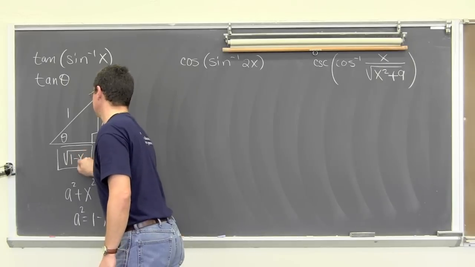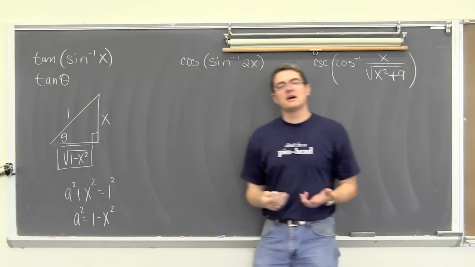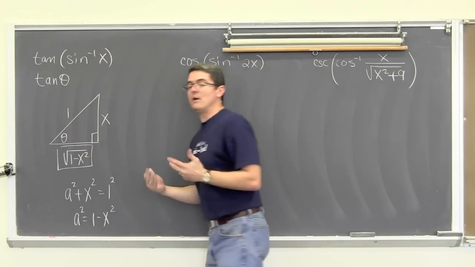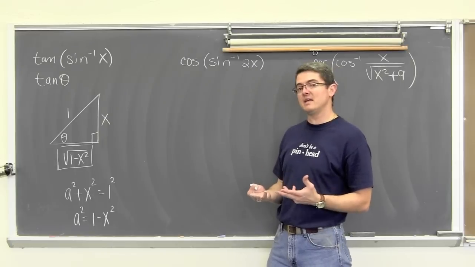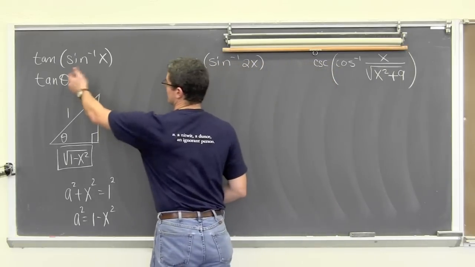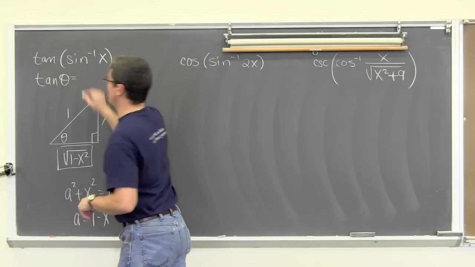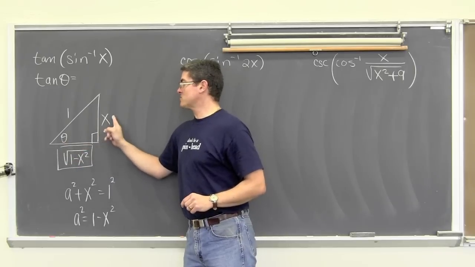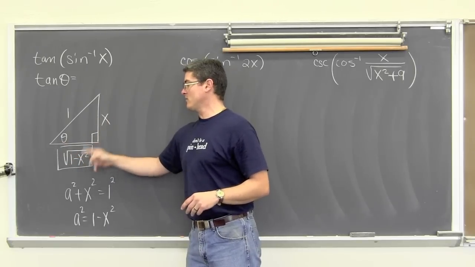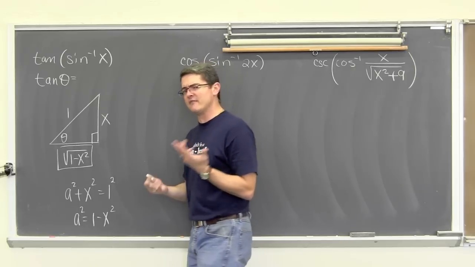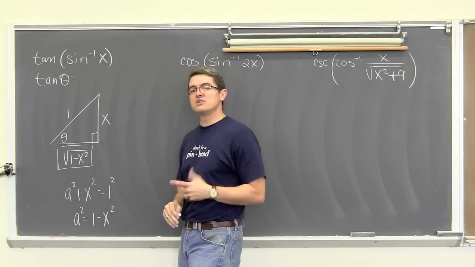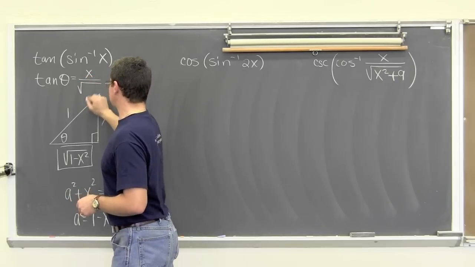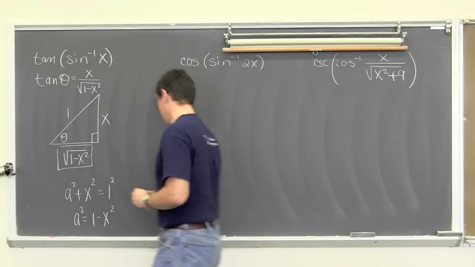which means a is the square root of 1 minus x squared. Well, now that I have all 3 sides of my triangle set up from the inverse trig function, now I can just say, what is the tangent of theta? Well, tangent of theta is, from SOHCAHTOA, opposite over adjacent. So from theta, it's y over x, but I'm not going to use that language because we're just using the variable of x. So opposite over adjacent. So the tangent of theta is going to be x over the square root of 1 minus x squared.